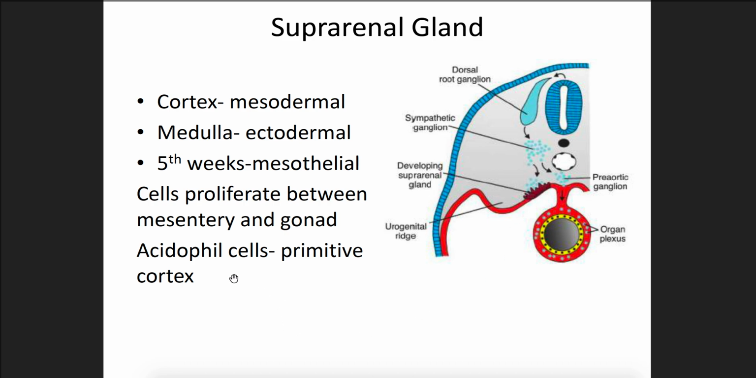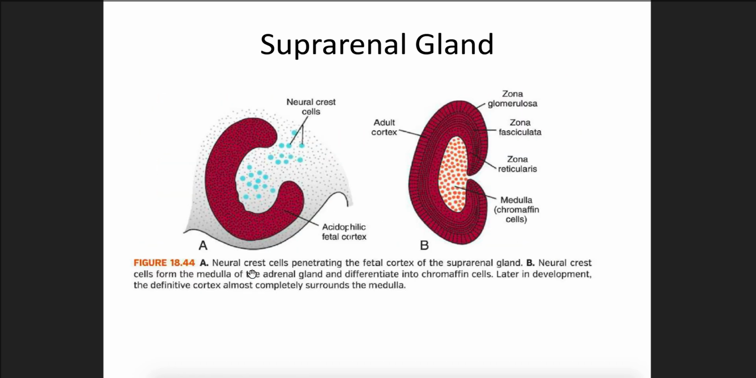So now we're talking about the suprarenal gland. It has a cortex which is mesodermal. It has a medulla which is ectodermal. Actually, the medulla is neuroectodermal. Week 5, cells will proliferate and you will have the developing suprarenal gland. And the initial cells will form a primitive cortex which will have acidophil cells. This is the diagram that I want to show you. These are the acidophilic cells, and they will form the fetal or the primitive cortex.